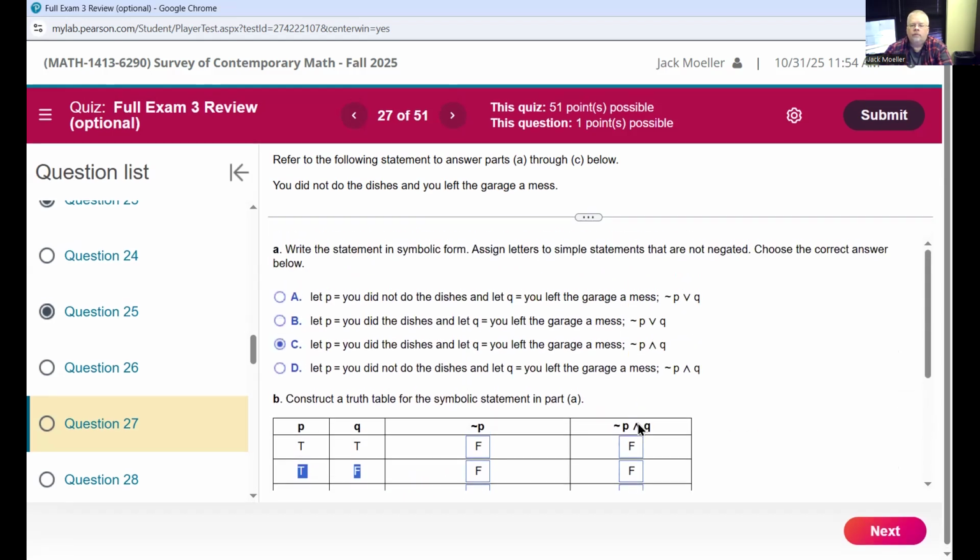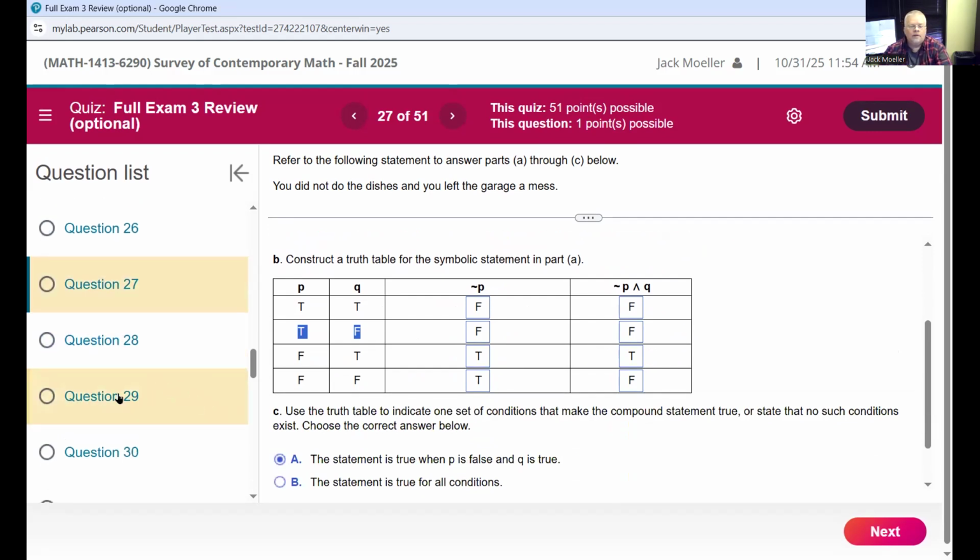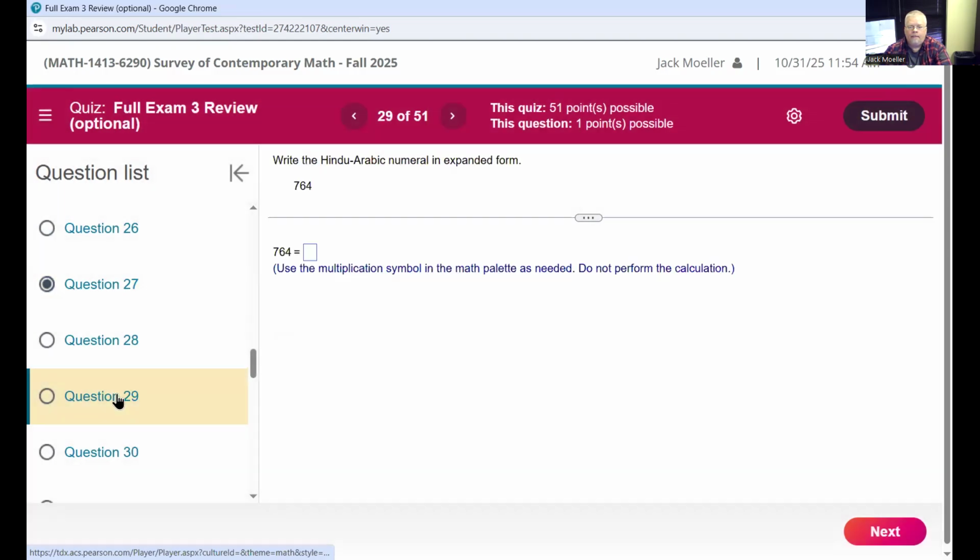So that's sort of, like I said, at the end of 3.3, you're going to have some translating and truth table problems put together. That's 3.3. All right, then we get into when you start seeing Hindu-Arabic. Now we're in chapter 4.